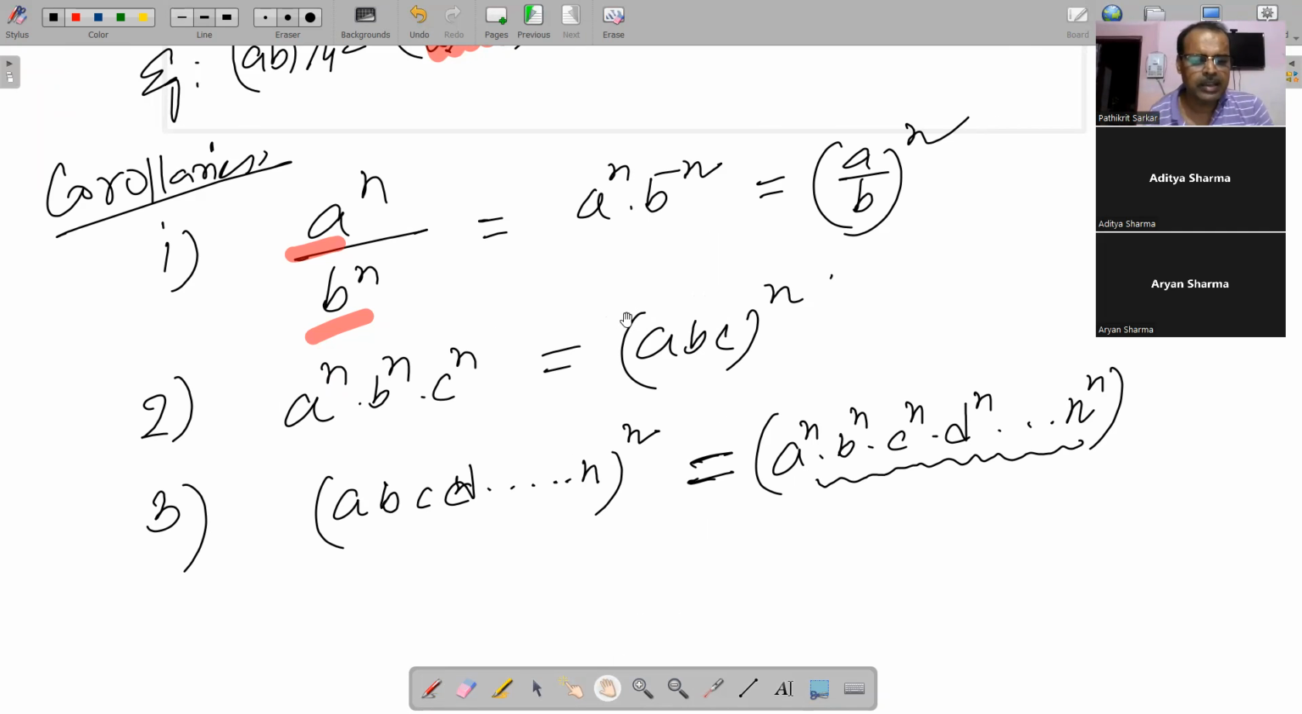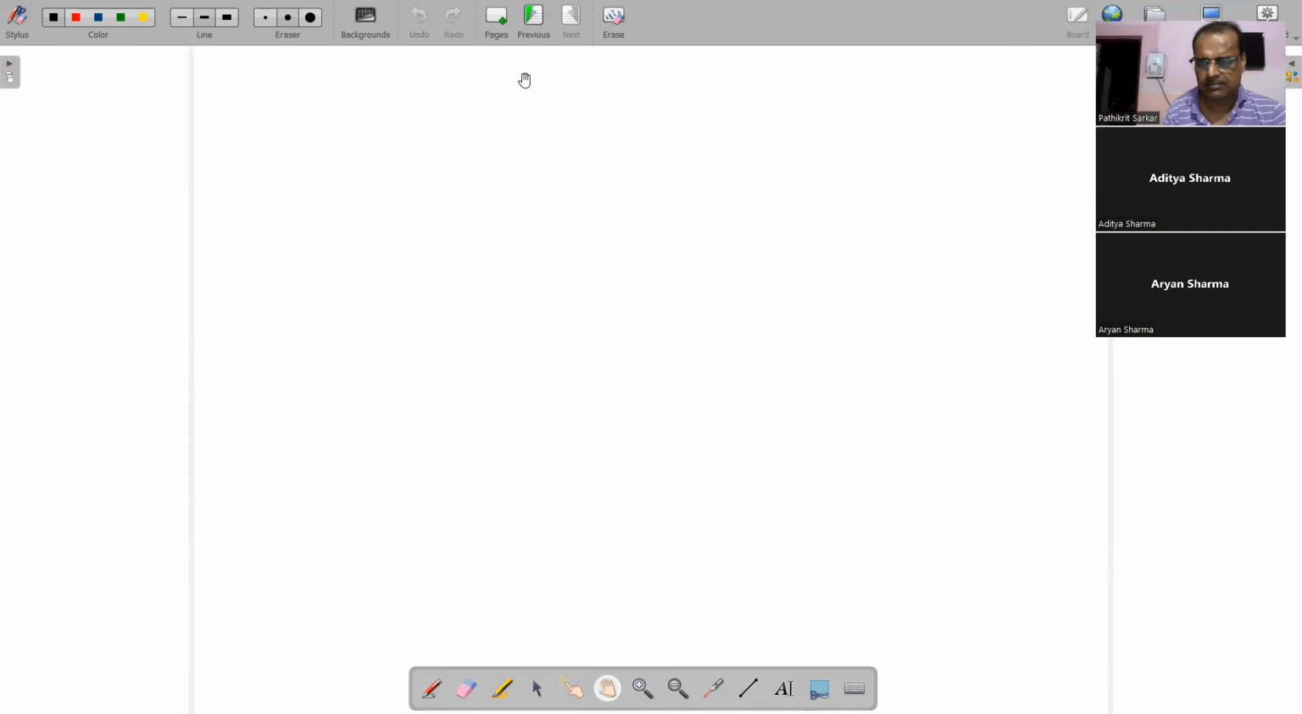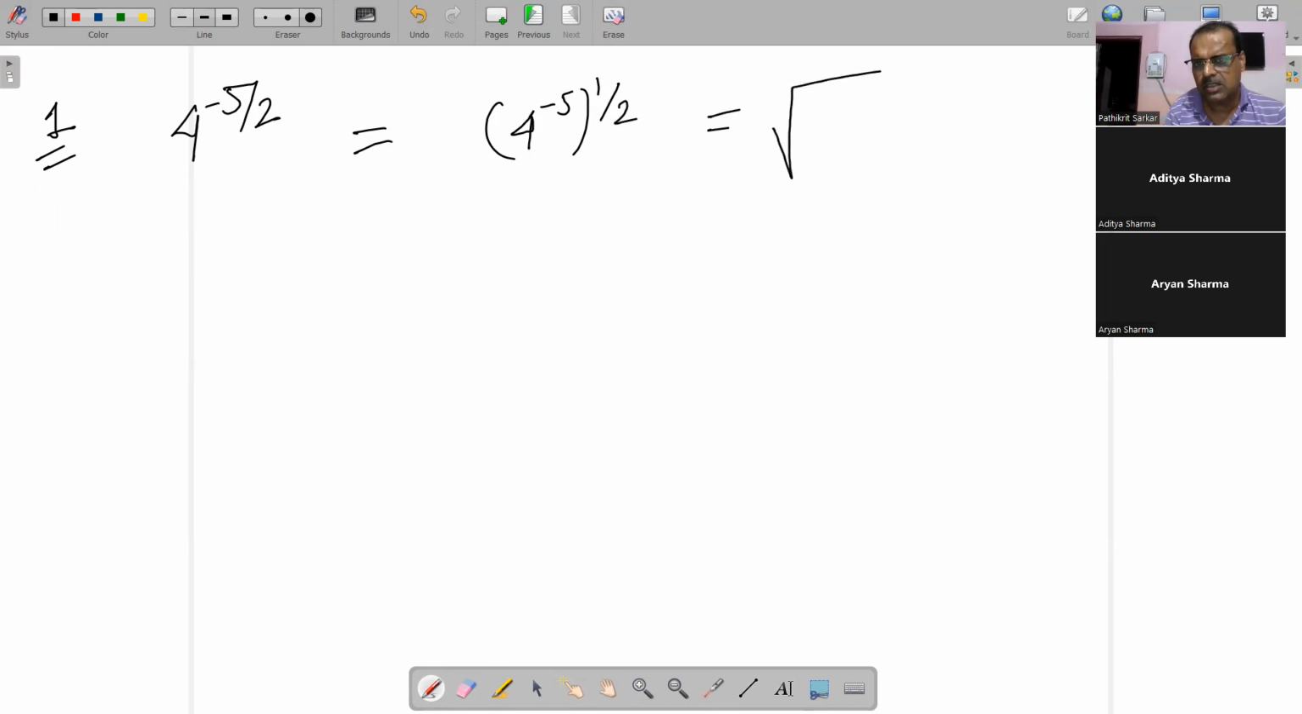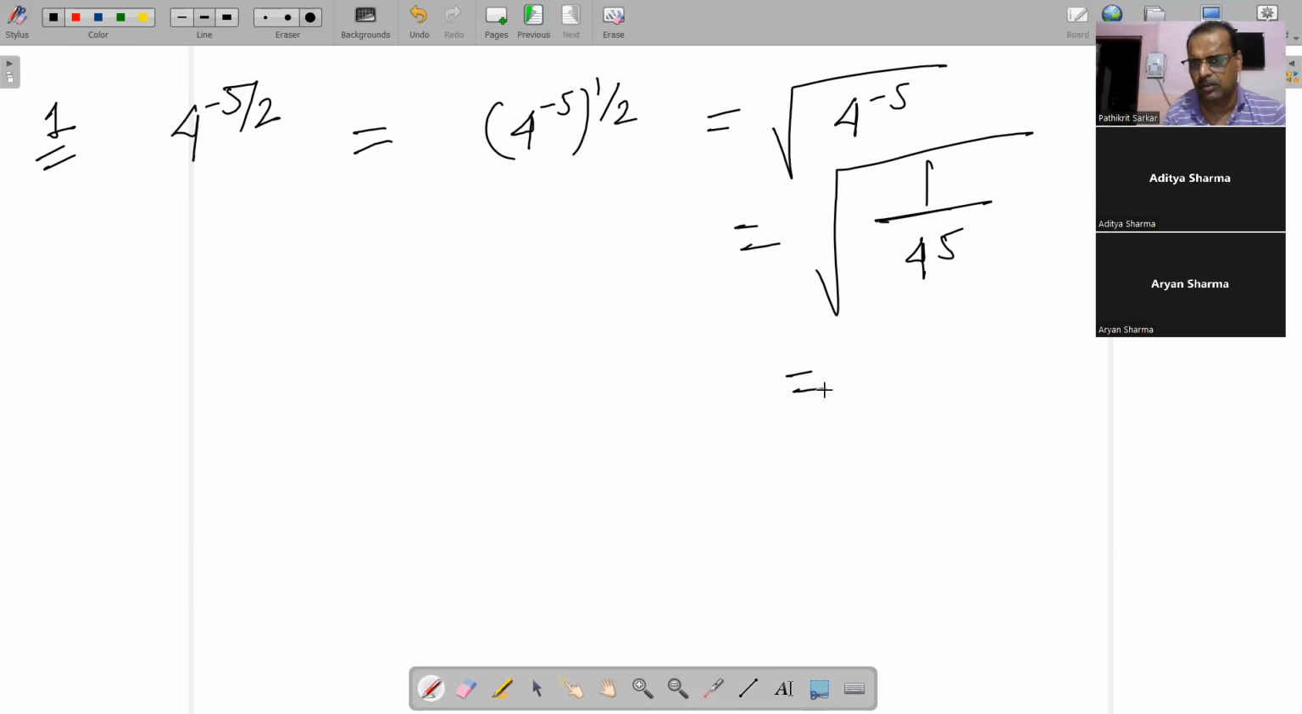Now we will go through a few of the problems. First problem, for example, problem number 1. Suppose it is given 4 to the power minus 5/2, what would be the value? What exactly are you going to do? First, we will say 4 to the power minus 5, and that is whole to the power 1 by 2. 1 by 2 means root, so we can say root over 4 to the power minus 5. Because it is minus 5, we can write it as root over 4 to the power 5.